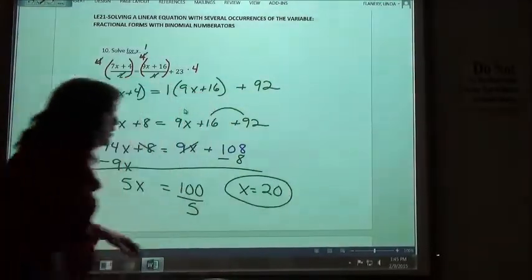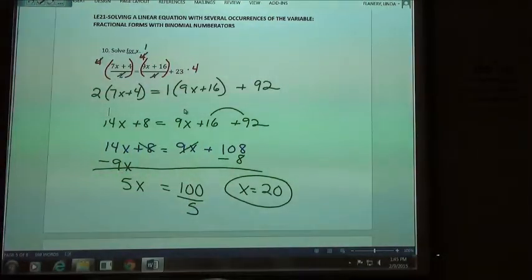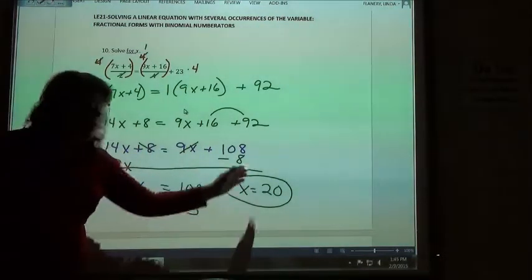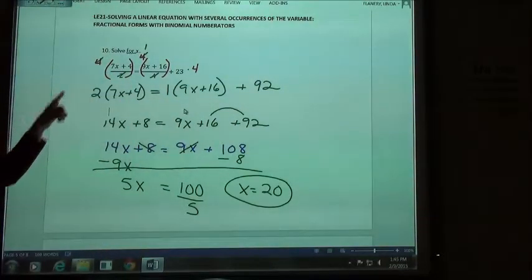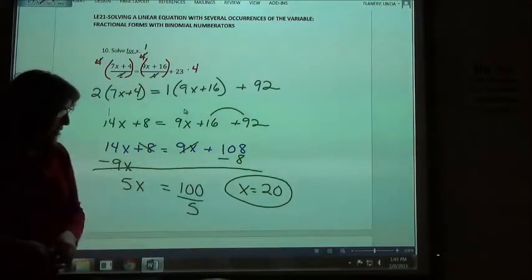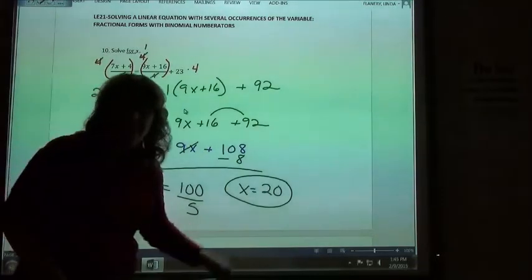On all of these ones, you should get a nice whole number answer. If it's coming out to a fraction answer, there's probably a mistake somewhere in the problem. Go back and check your work. So on this one, we just got x equal 20.